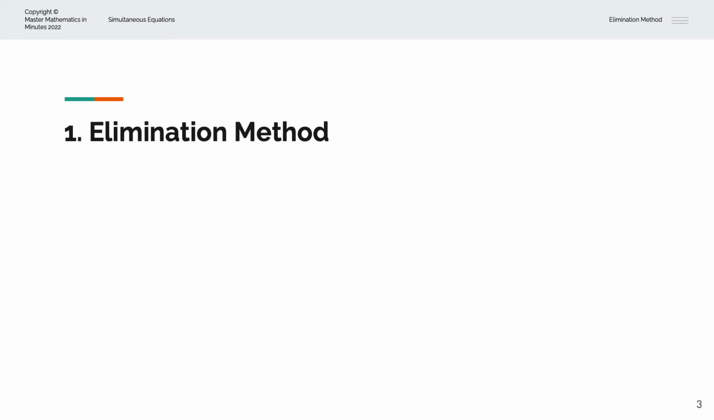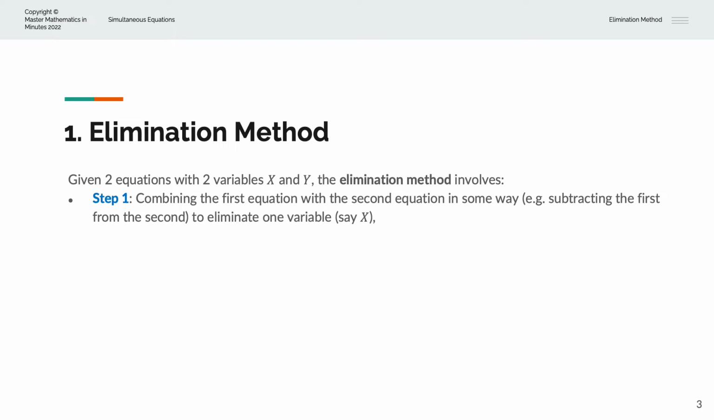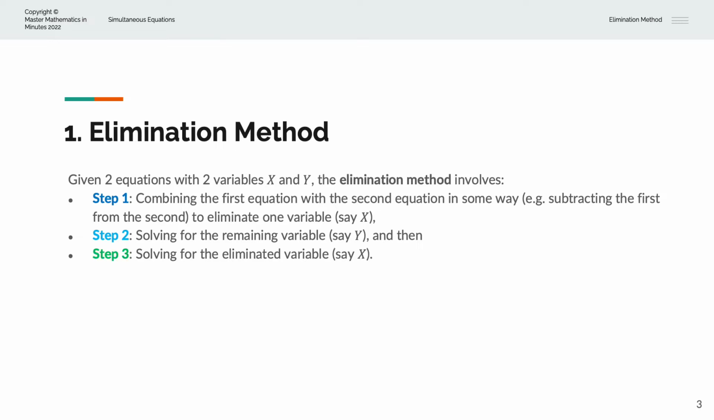So what is the elimination method? Given two equations with two variables, x and y, the elimination method involves Step 1: combining the first equation with the second equation in some way. For example, we could subtract the first from the second equation. The idea is to eliminate one of the variables, call that x. And Step 2 involves solving for the remaining variable, call that y. And then we'll solve for the eliminated variable, call that x.